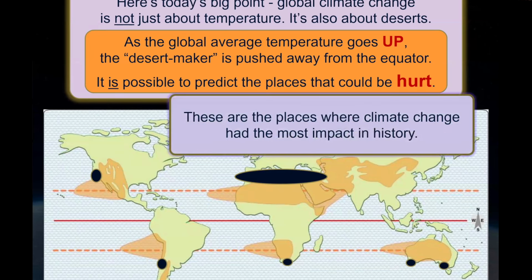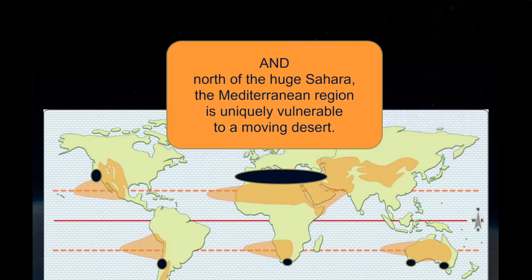These are the places where climate change had the most impact on history. Time of the Sea Peoples, time of the Mongols, time of the Vikings, the collapse of the Ming Dynasty, and the droughts in California now. And north of the huge Sahara, the Mediterranean is uniquely vulnerable to a moving desert.